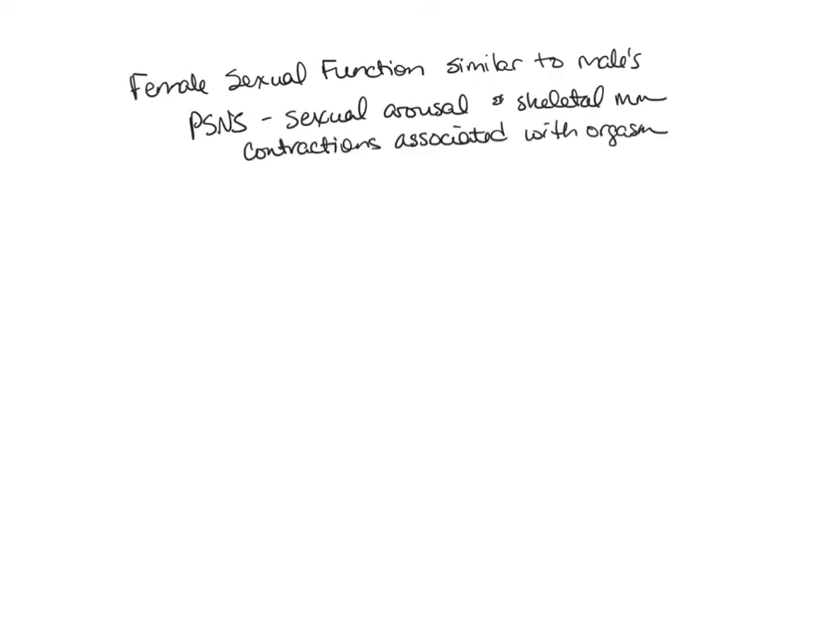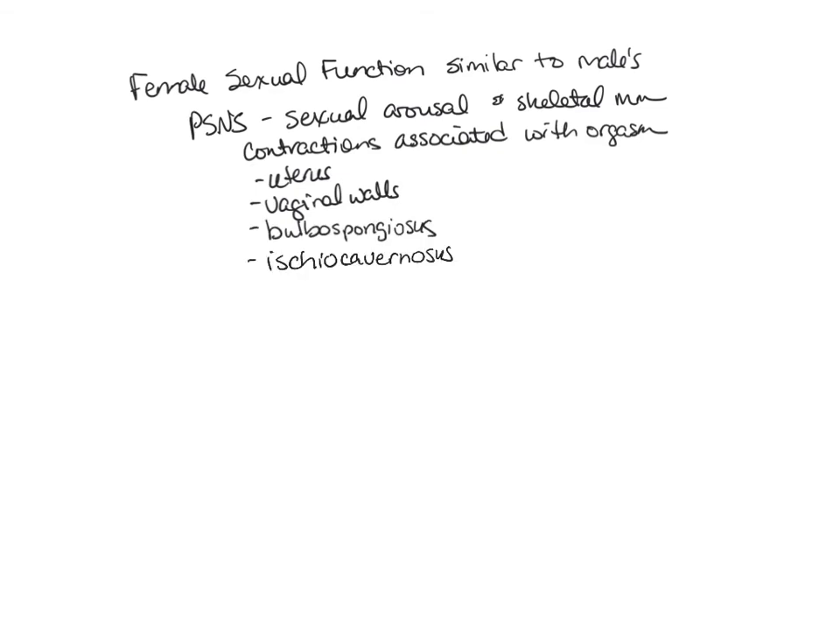The events of female sexual function resemble those of male sexual function, with the parasympathetic nervous system causing arousal and skeletal muscle contractions associated with orgasm. The female orgasm is accompanied by peristaltic contractions of the uterus and the vaginal walls and contractions of the bulbospongiosus and ischiocavernosus muscles. The term infertility refers to the inability to conceive or carry a pregnancy to term after 1 year of unprotected intercourse.